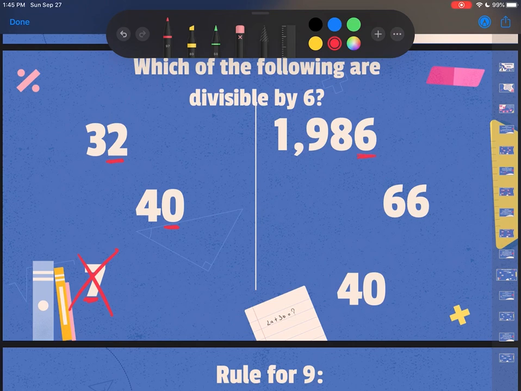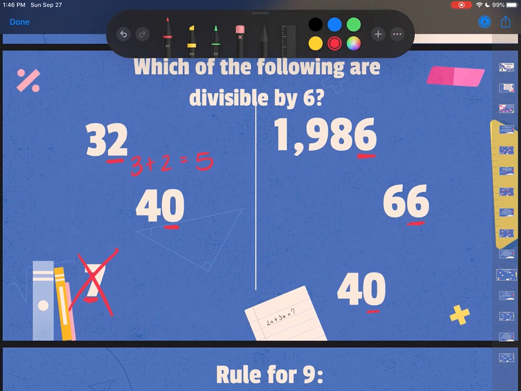1,986 has a 6 in the ones place, so that's even. 66 has a 6 in the ones place, so that's even. 40 has a 0 in the ones place, so that is also even. So we were able to eliminate one of them because it was not an even number. So now, let's add our digits to see if they're a multiple of 3. And if they are, that means that the number is even and divisible by 3, so it would be divisible by 6.